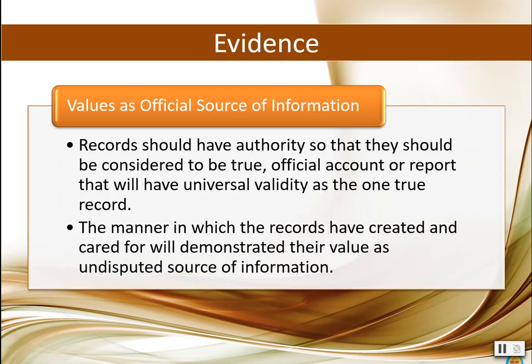The third one, in order for records to become evidence, the records must have the characteristic of value as official source of information. So the record should have authority so that it is considered a true, official account or report that will have universal validity as the one true record. The manner in which the records have been created and cared for will demonstrate their value as an undisputed source of information.